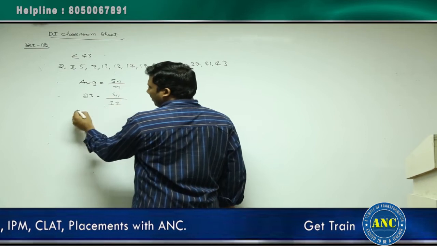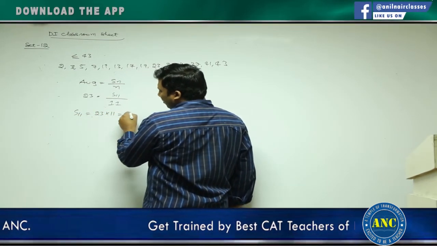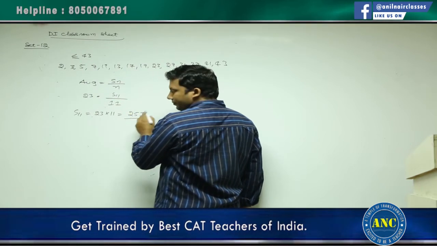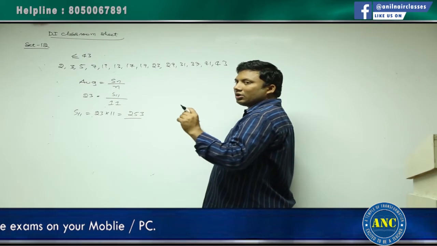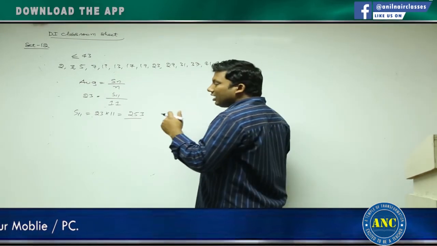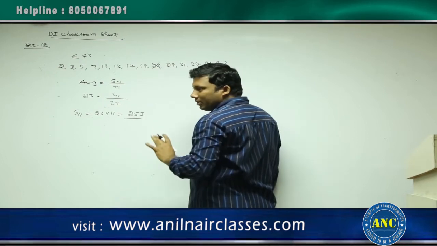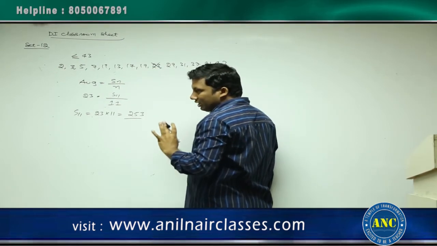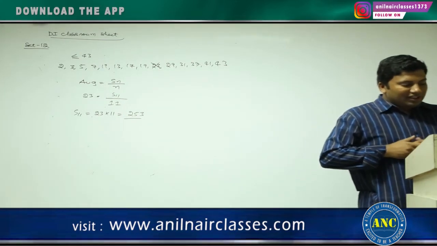So S11 is equivalent to 23 into 11, which is 253. Can the average be equivalent to the score of the player? No. Because I took the average as 23, it cannot be the score of a player. Still, I have to eliminate another 2. Right, now see here.